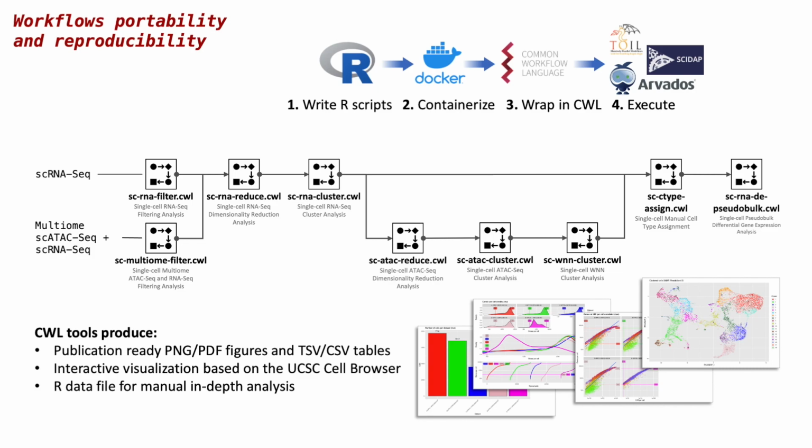CWL stands for Common Workflow Language, which is a standard for describing tools and pipelines in a simple human-readable form. Each tool description supports execution in an isolated runtime environment. It includes a formalized set of inputs and outputs, which allows for combining tools into workflows. As a result, we have a set of tools that can be chained together to form various pipelines for single-cell RNA, ATAC, and multiome sequencing data analysis. The workflows and tools produce publication-ready plots, tab-delimited tables, interactive visualization based on the UCSC Cell Browser, and R data files for in-depth analysis if needed.